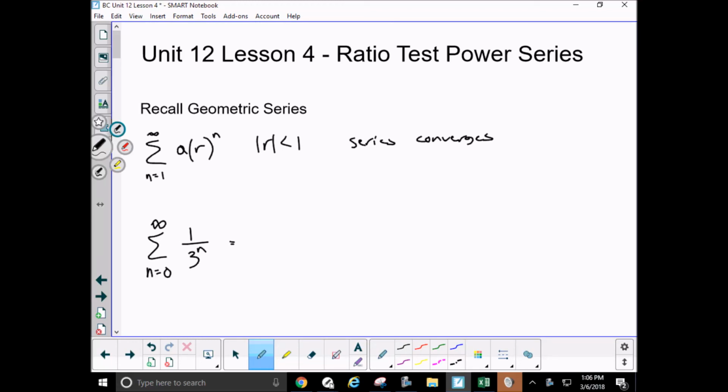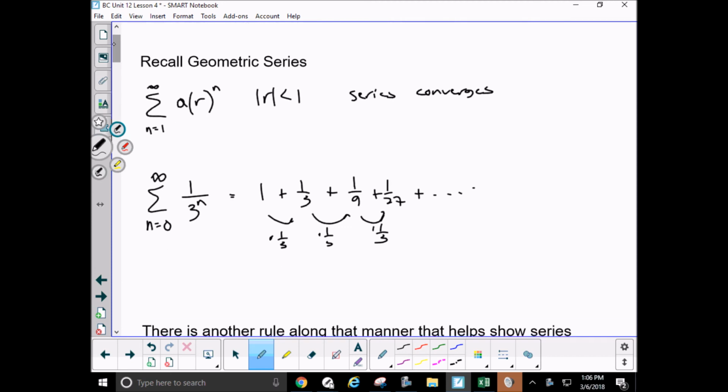So the first series we talked about was a geometric series, something like 1 over 3 to the n, which was 1 plus a third plus a ninth plus a 27th, et cetera, et cetera. Okay? And we realized, and you can see this by looking at the terms, that you're multiplying each term by a third to get the next term. And that's one way to figure out that r is less than 1.